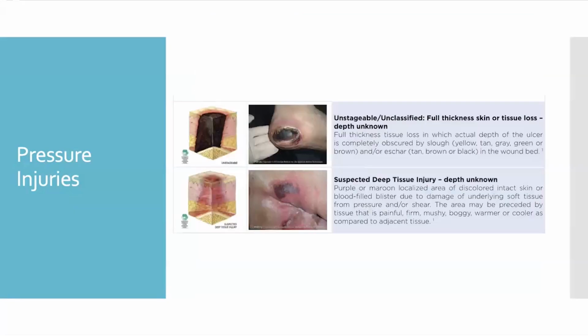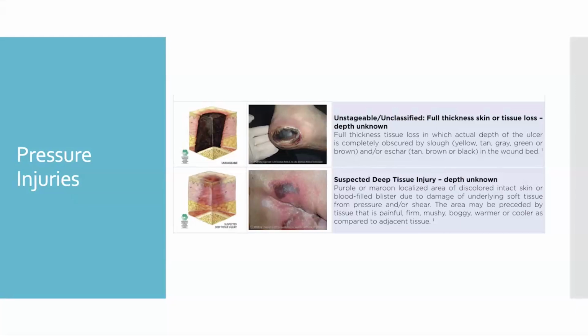And then there are 2 other classifications that are not technically pressure injuries, but could become pressure injuries. The first of which is this full tissue thickness loss. You see that in the picture. This is called something that's unstageable. You know it's full thickness, it has gone through the epidermis and dermis, but you can't stage it because it's either completely obscured by dead tissue or an eschar or a scab that's in the wound bed.